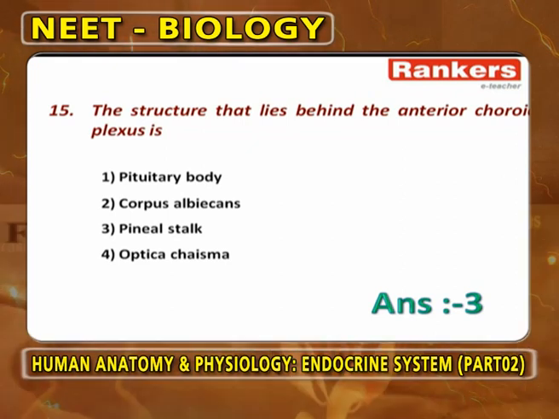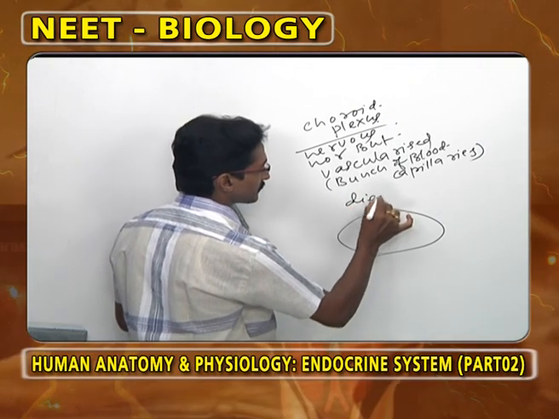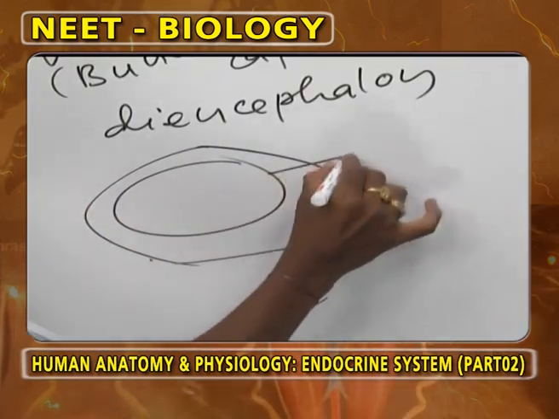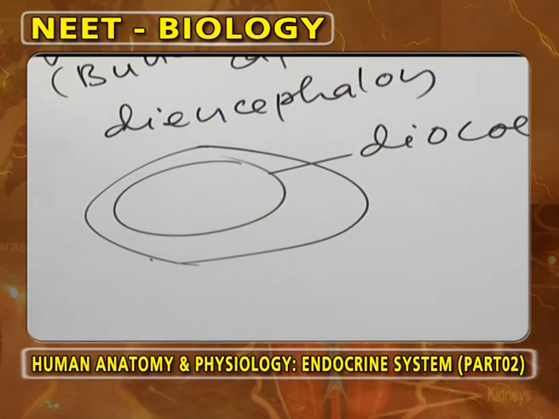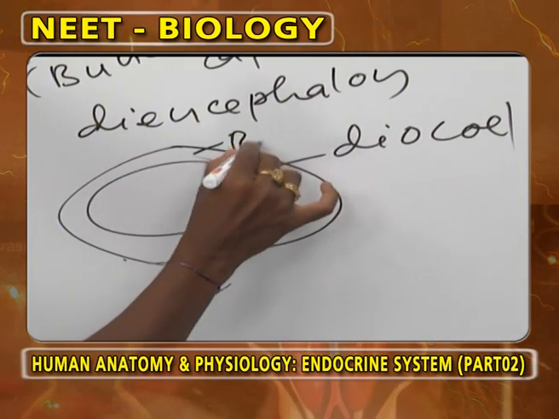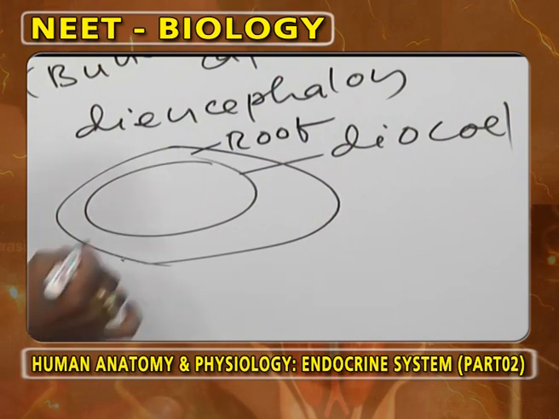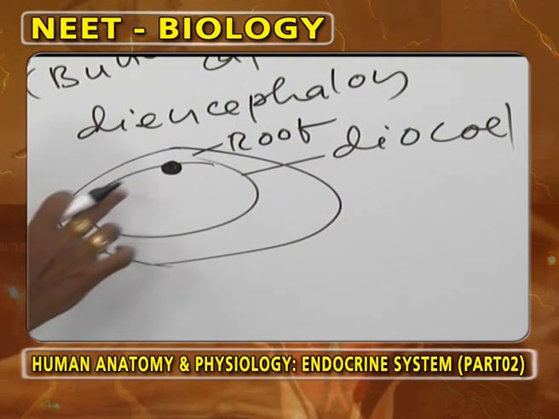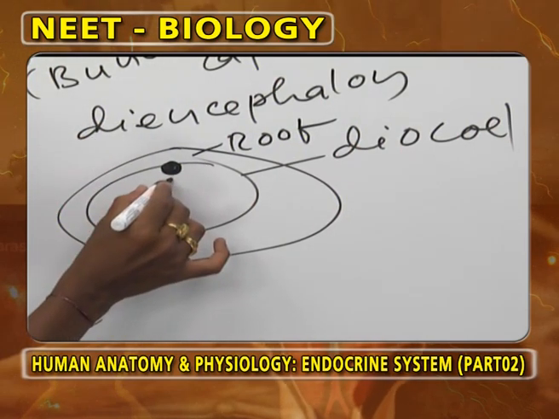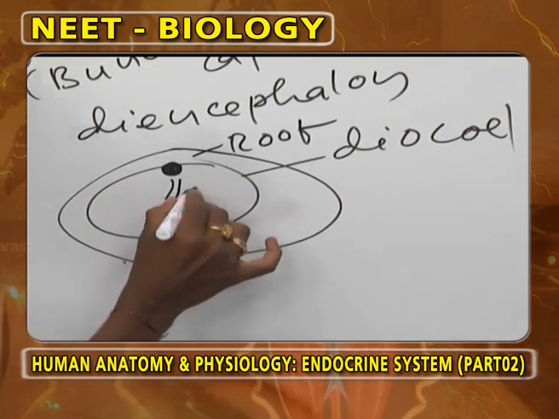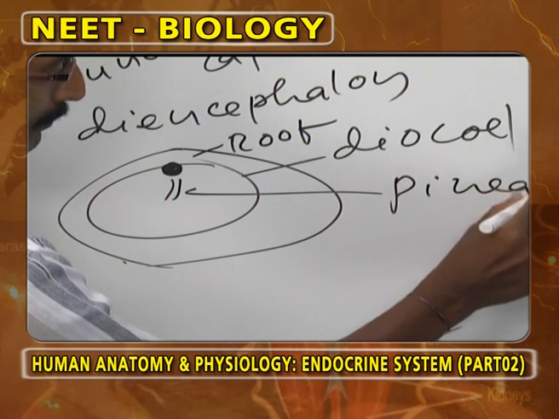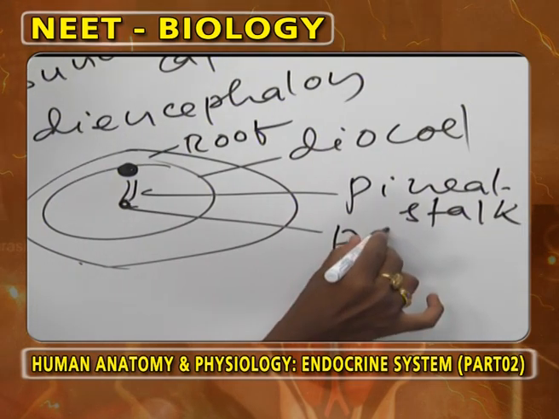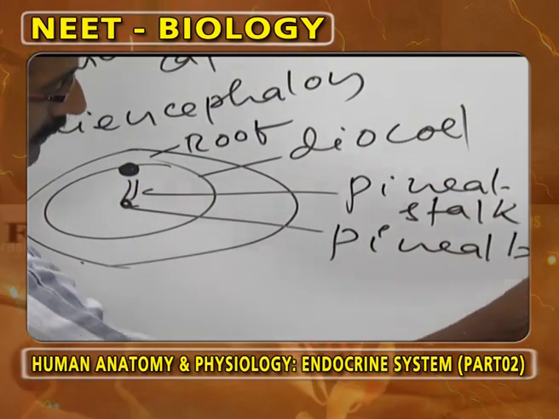Now this one we call the diencephalon. This is the diencephalon, and this is the cavity of diencephalon, that we call diocele. Now this is the roof of diocele. The roof of diocele has the anterior choroid plexus. Just behind the anterior choroid plexus, what is present? A stalk is present, that we call the pineal stalk. Attached to the pineal stalk, what is present? The pineal body is present.